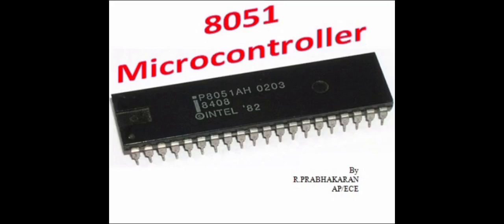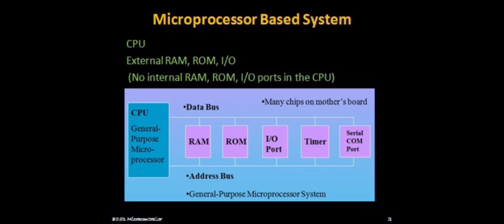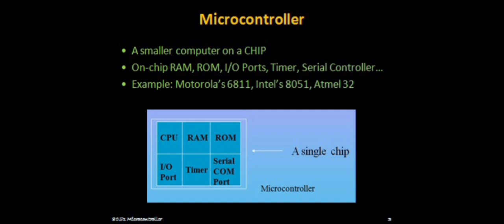8051 microcontroller based system. A microprocessor-based system has a CPU with external RAM, ROM and I/O, whereas a microcontroller has internal RAM, ROM and I/O ports in the CPU chip. A microcontroller is a controller computer on a chip, with on-chip RAM, ROM, I/O ports, timers and serial controller. Examples: Motorola 6811, Intel 8051, ATmega32.